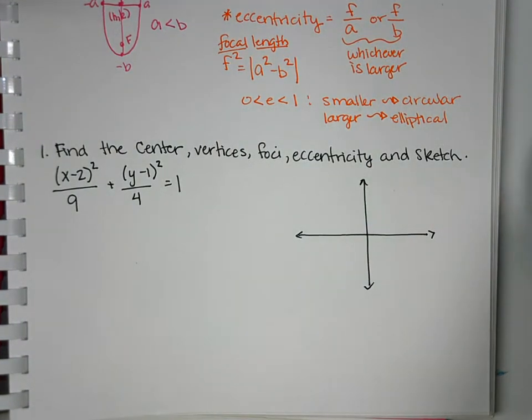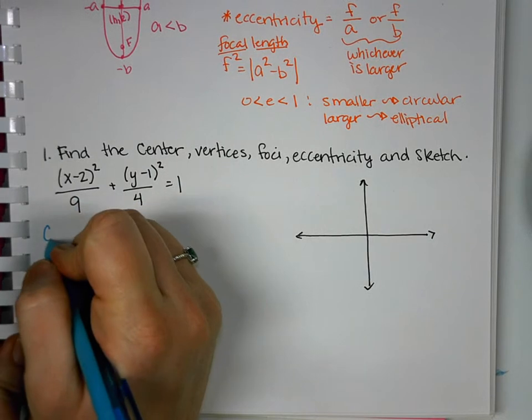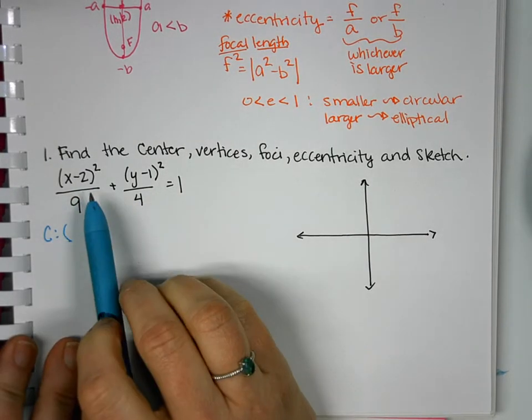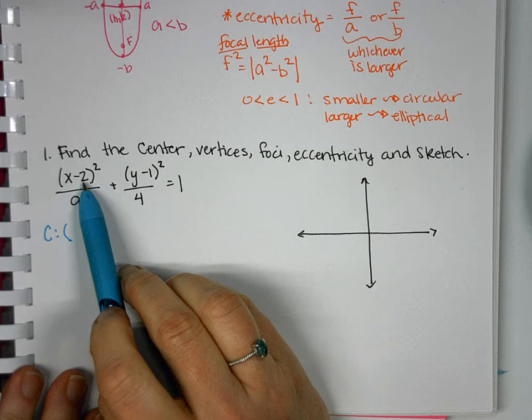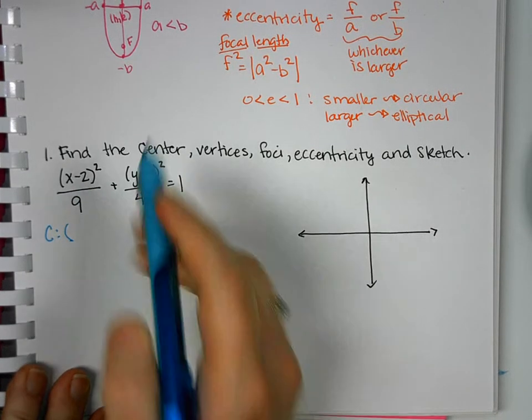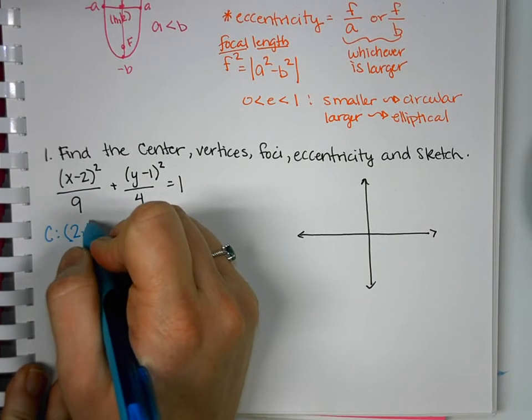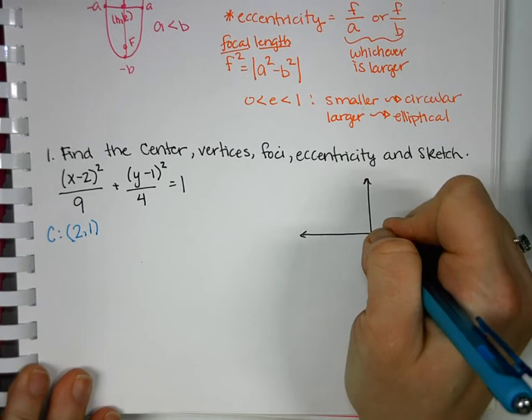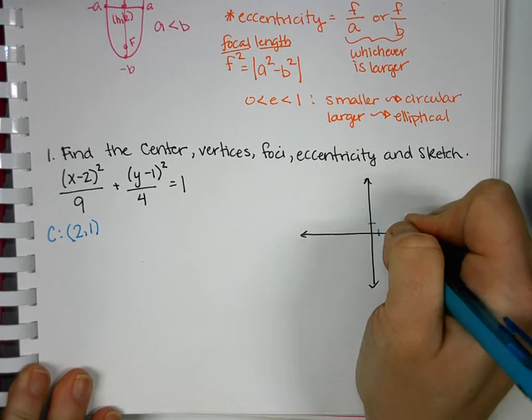Alright, so first off, our center. That's (h, k). So looking at it, we find it the same way we've done the other ones. So h would be 2, k would be 1. So (2, 1) is our center. So we can come over to our graph, (2, 1). There's our center.